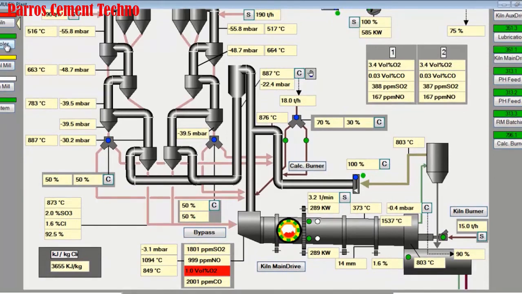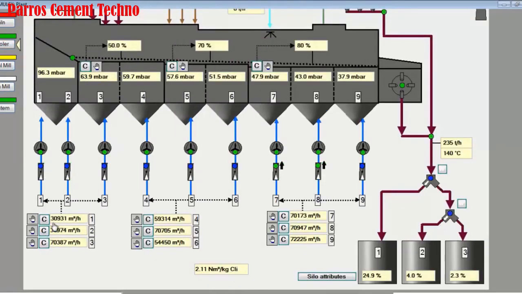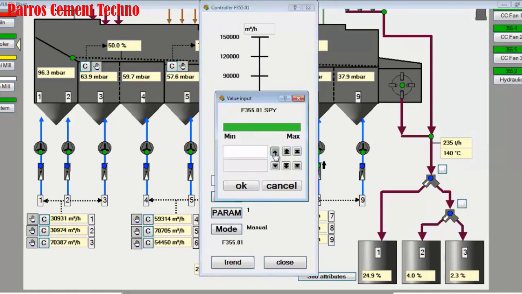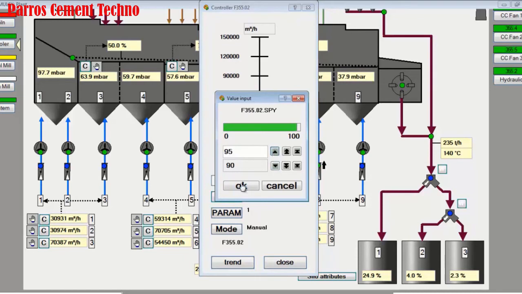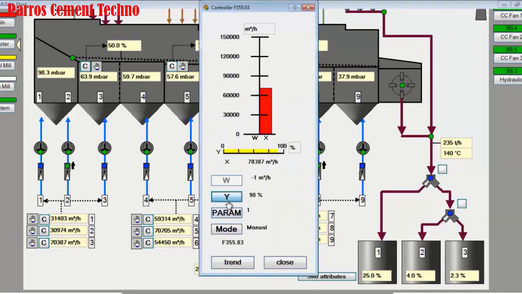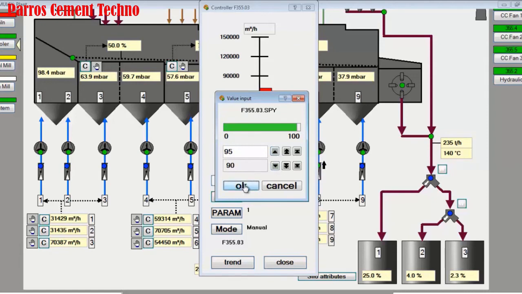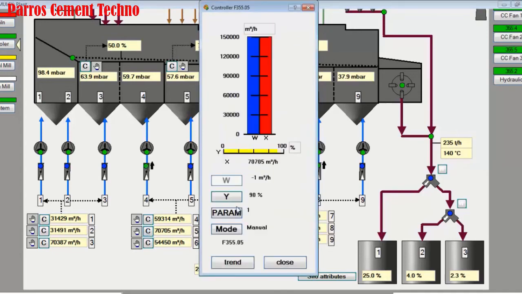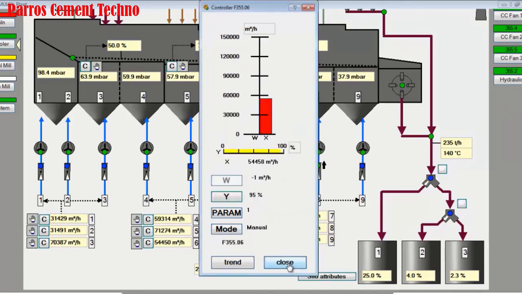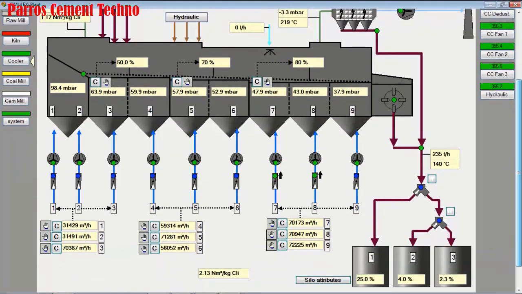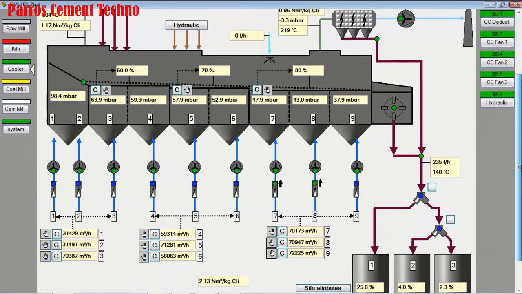Then to add O2 we can add cooling air. We add air from the cooling fan from grate 1, we increase each by 5% for the cooling fan of grate 1. Then for the grate 2 cooling fan, we also increase each by 5% to 95%. Total cooling air is 2.1 normal cubic meters per kilogram of clinker.